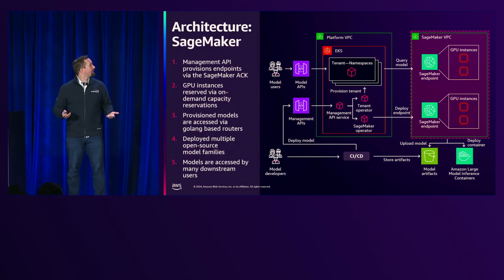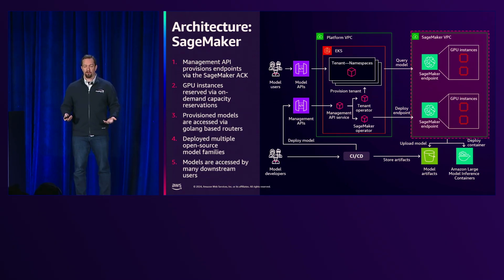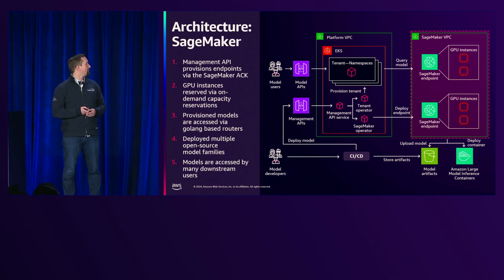On the SageMaker side of things, the management API is provisioning SageMaker endpoints. In each of these SageMaker endpoints, we have GPU instances that are currently reserved via on-demand capacity reservations. As we all know, there is some level of supply constraints, and so managing across those supply constraints is something that we're continuously doing in the context of the platform. And when I talk about use cases a little bit, we have some fungibility there in terms of how we actually distribute the instances that we have available.